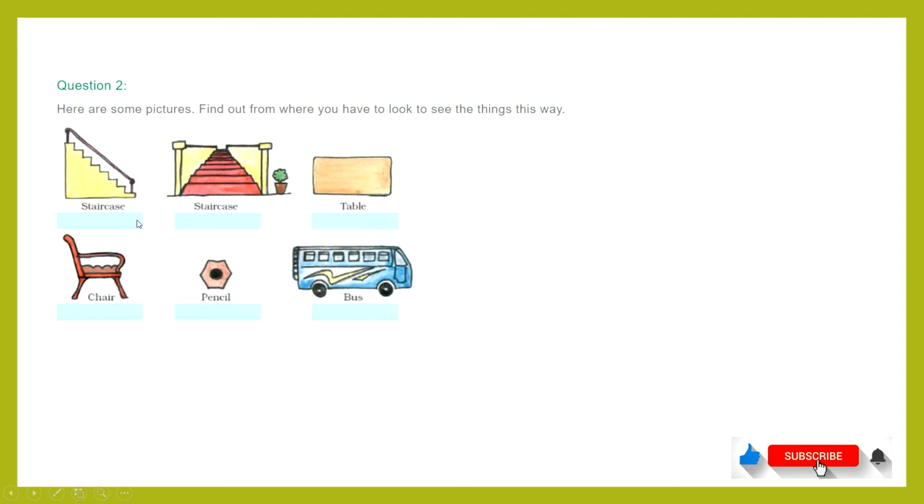And here are some pictures. Staircases, table, chair, pencil and bus. For these pictures you need to see carefully and tell what view, from which side you are looking at these pictures. So this staircase is like a side view for one example. Just try to answer for each picture and match your answer with our answer. So pause this video again for a minute and try to write the answer for these pictures. And I'm going to show the answer now.